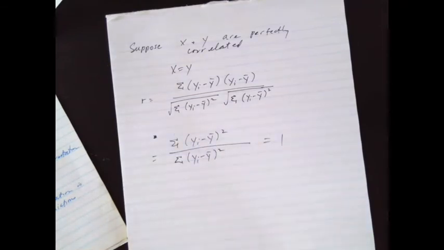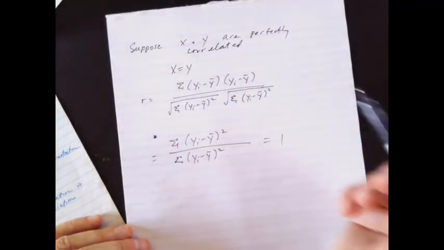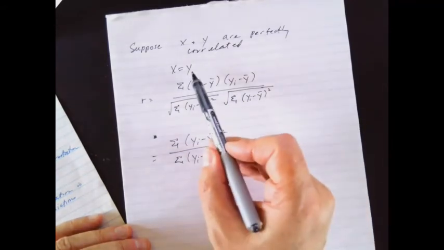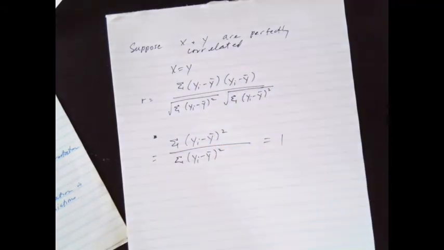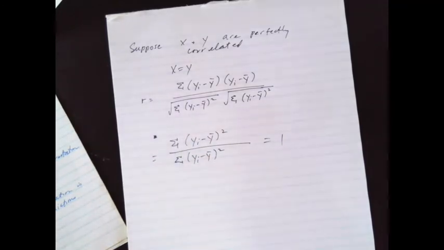What if they're perfectly anti-correlated? Whatever x does, y moves in the exact opposite direction. Well, in that case, it would just be x equals minus y. So if x equals minus y, everything else is the same, it's just we end up with a minus sign up top there. And so r goes to minus 1.